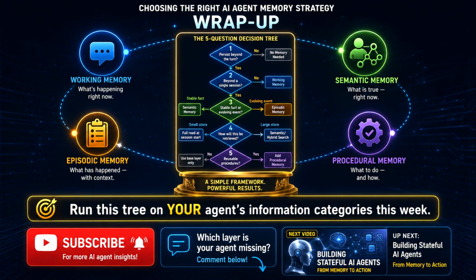Most memory problems trace back to one root cause, treating every piece of information an agent handles as the same type of data. When working, semantic, episodic, and procedural memory each serve a genuinely different purpose and require a different storage and retrieval strategy. Effective agents combine these 4 layers based on what actually needs to persist, how it should be retrieved, and whether it should improve future behavior. Run this 5-question tree on your agent's information categories this week.